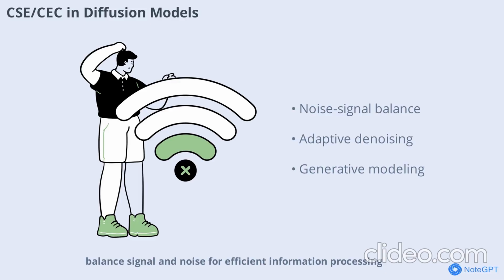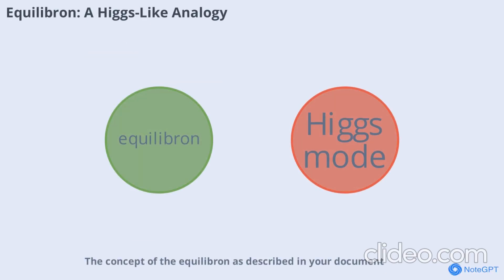The concept of the equilibrium, as described in your document, is analogous to the Higgs boson in physics. It represents a local physical field or quasi-particle that enforces or signals equilibrium. When the system is perturbed, the equilibrium acts as a collective excitation that helps restore balance. Mathematically, it's modeled as an amplitude mode of an order parameter, with its own characteristic frequency and correlation length. This analogy provides a powerful way to understand how local and global equilibrium are maintained in complex systems.